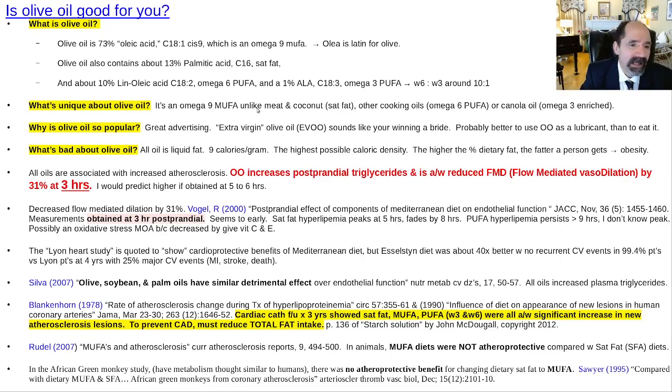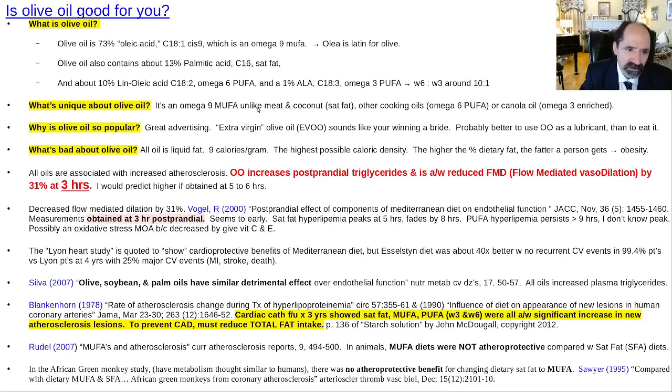What's bad about olive oil? It's all liquid fat. You don't want to eat anything that's liquid fat. It's got 9 calories per gram. It's the highest possible caloric density. The higher the percent of calories from fat, the more likely the person is to get fat, become obese. Daily intakes of these highly processed food, these oils, greatly increases the risk of a person becoming obese.